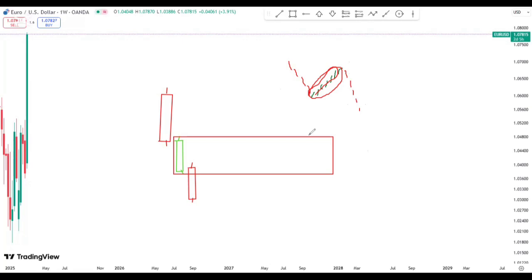So what I will say, if you are going to find a continuation pattern on the daily time frame, check how big it is. If you find a continuation pattern this big, don't take it on the daily time frame. This is very big. Remember, our entry when we are trading a continuation pattern will be at the beginning of the base.